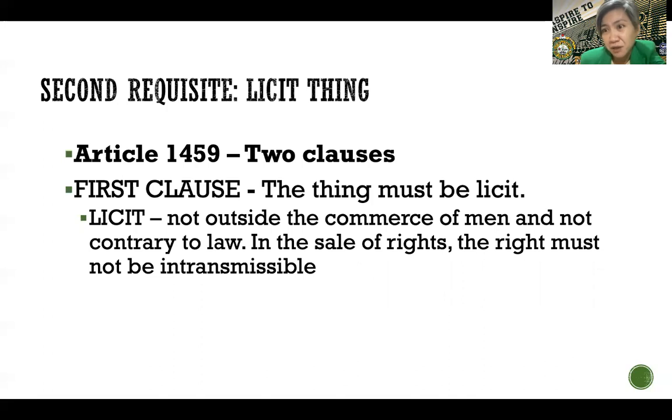Does that make sense, guys? I hope it does. So second requisite of a valid subject matter is licit thing. So take note that Article 1459 has two clauses, and we deal first with the first clause, which provides that the thing must be licit. So licit, we know this, it's not outside the commerce of men, not contrary to law. And in case of sale of rights, the right must not be intransmissible. So double negative. Therefore, you can only sell rights which are transmissible by nature.